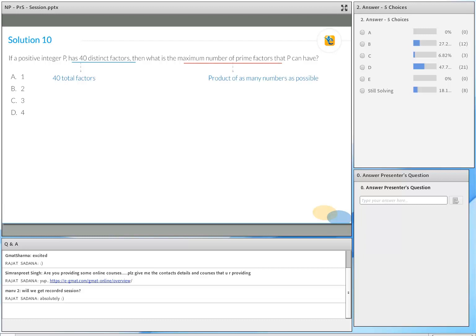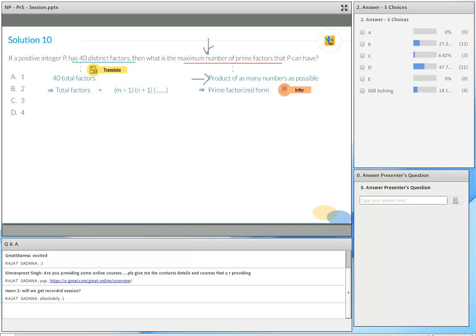And there are a couple of conceptual things that you need. Maximum number of prime factors that p can have. So first of all, you need to know what is the total number of factors. Total number of factors is n plus 1 into n plus 1, and so on, right? So it's a product of the powers of each of the prime factors, right? Now, if you need the maximum number of prime factors, when would that be maximum? When you have a product of as many numbers as possible. That's the inference that you have to draw over here.